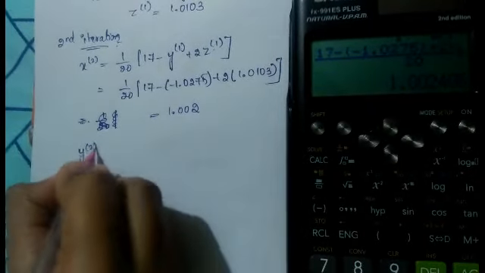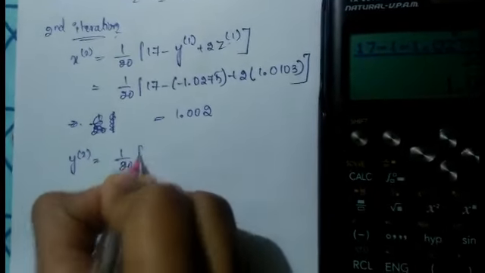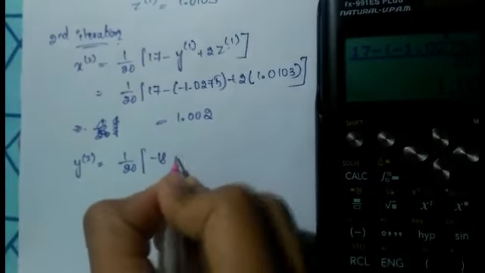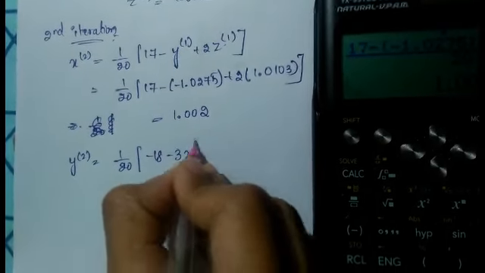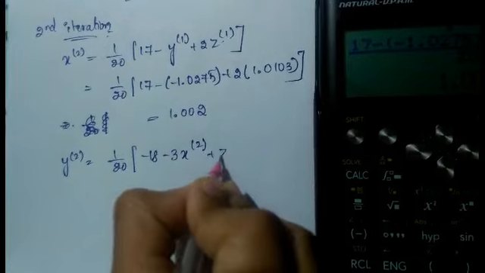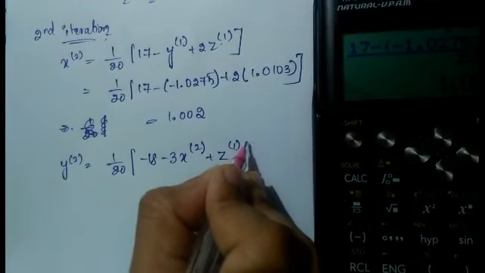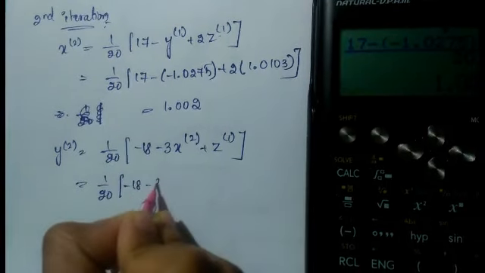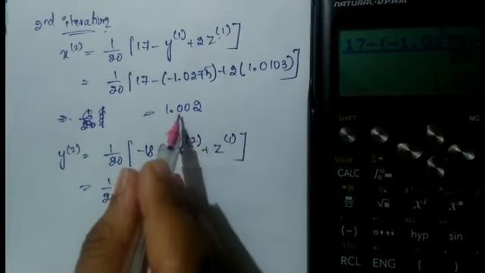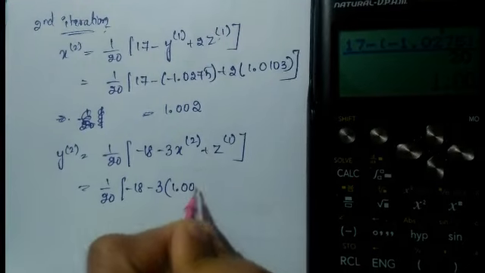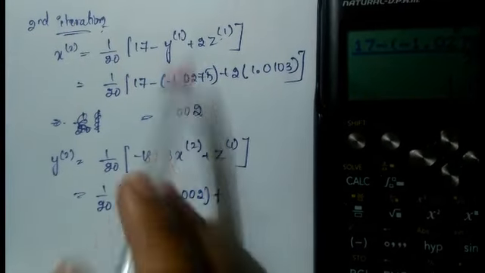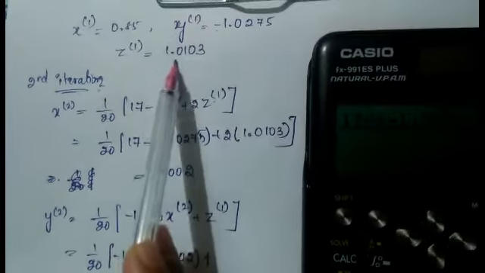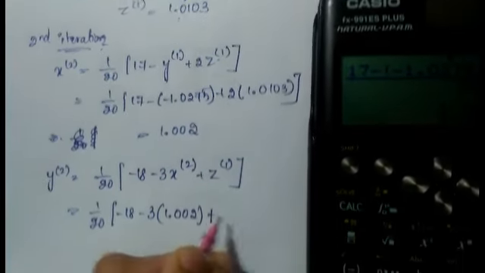Then y of 2 equals 1 by 20 of minus 18 minus 3 into x of 2 plus z of 1. Then that is equal to 1 by 20 of minus 18 minus 3 into x of 2, value we got it as 1.002, plus z of 1, we got it as 1.0103.